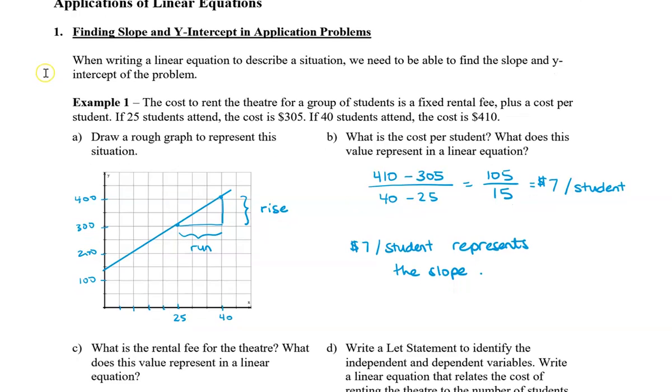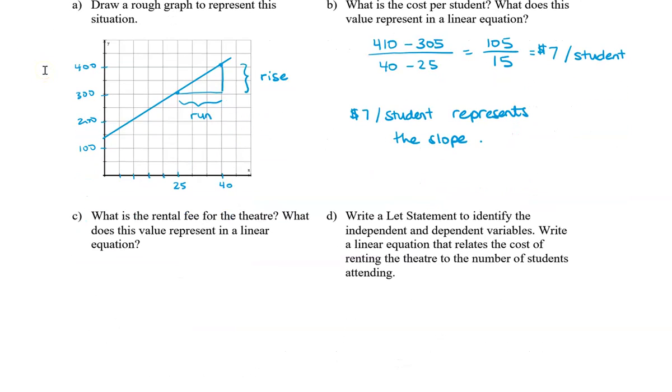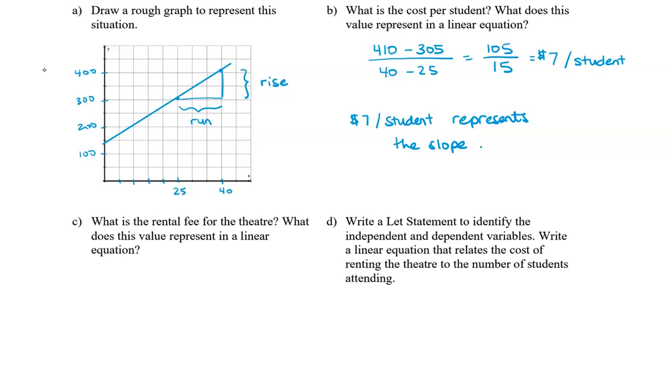All right, next, part C says, what is the rental fee for the theater? The rental fee for the theater would mean that even if no students attended, we would still have to pay a fee. So if you look at the graph, if there were no students, so this is the number of students on the bottom, we can see that there's a point here, which looks like it's maybe 135 or 140. So we can actually calculate this algebraically.